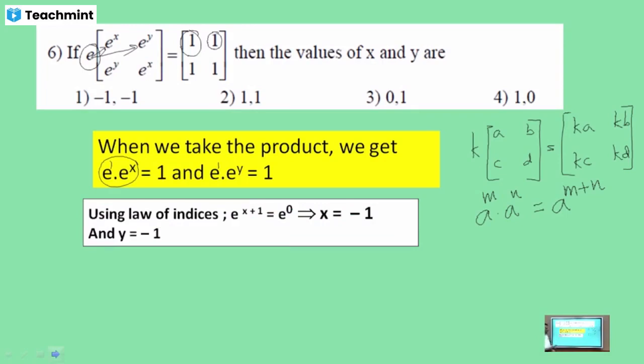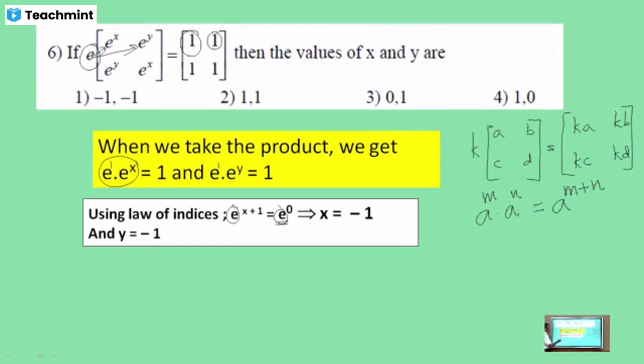e power y plus 1. Are you observing this? What is on the right side? 1. What is 1? 1 is always e power 0. We have to take e power 0. When two components are equated in the exponents, they must have the same base. Then what happened? x plus 1 equals 0, which implies x equals minus 1.